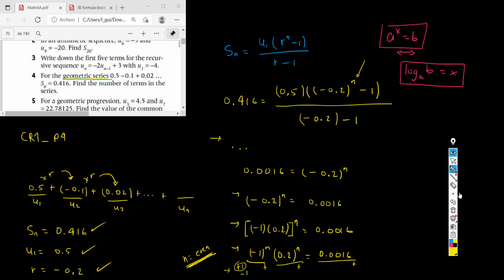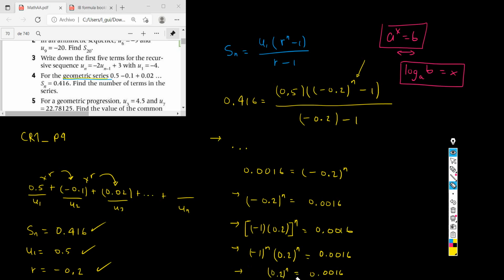And so basically, let me erase this. I know that n is even, and therefore I can be completely sure that this number, minus 1 to the n, is simply plus 1. That's it. And then I can continue writing this equation. 0.2 to the n equals 0.0016. Very well. And I might as well erase this plus 1, right? It's multiplying this, so it's not really affecting anything, and that's it.